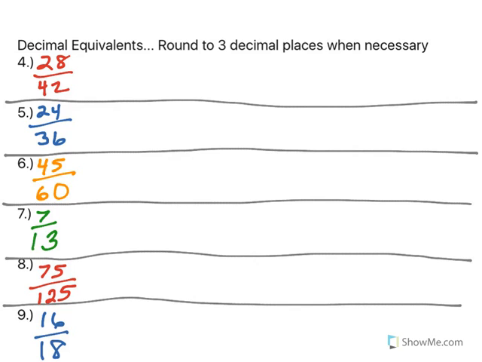Now, decimal equivalents. Sometimes you want to change a fraction to a decimal, so round to 3 places when necessary. Now, I'm going to do number 4 with you, and then I'm going to ask you to hit pause and try the rest of them before you come back. So when you're taking 28 over 42, we're going to take 28 and then hit our divide sign and put 42 into your calculator.